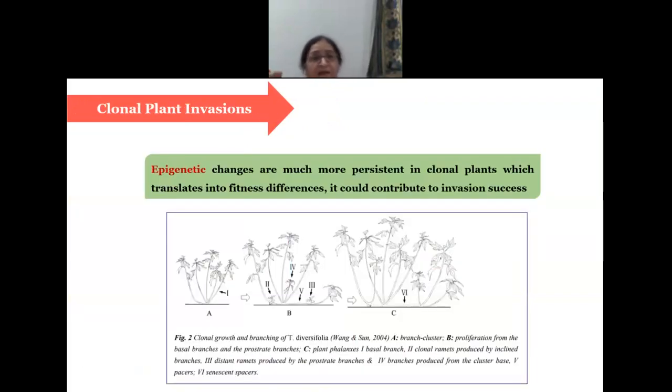There is one more method which comes under vegetative propagation, known as clonal plant invasion. The majority of garden plants, or those growing under a close canopy, actually develop with the help of clonal development. Epigenetic changes are much more persistent in clonal plants, which translate into fitness differences, and contribute to invasive success. Because of epigenetics there is as such no change in the genome. However, because of the underground material, they develop a number of new branches year after year, and thus they maintain their genomic composition.